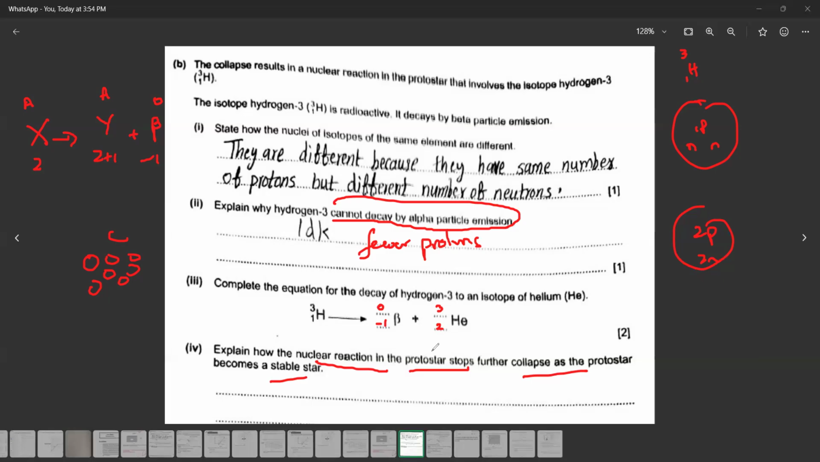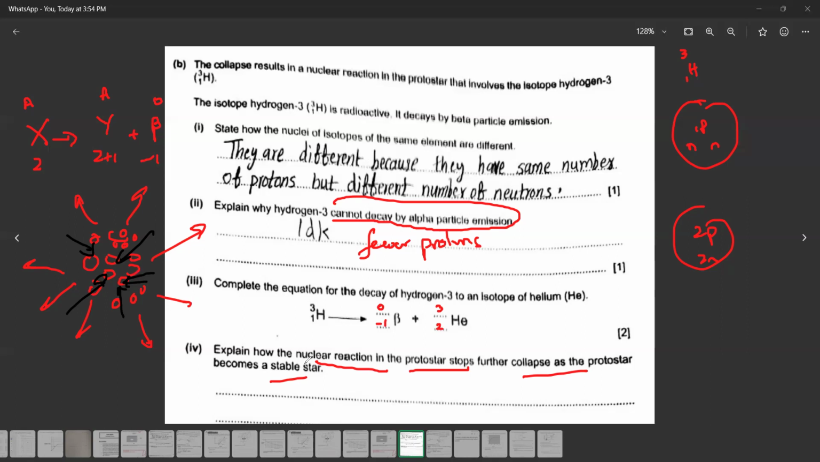So how does the reaction in a protostar stop the further collapse as it becomes a stable star? In a protostar there is hydrogen fusion. The hydrogen fusion releases radiation outward, the radiation pressure, which balances with the gravitational collapse, which is inward. Gravity is pulling everything towards the center and the radiation is pushing everything outward. So the outward radiation pressure balances with the gravitational force. That's how the protostar becomes a stable star.